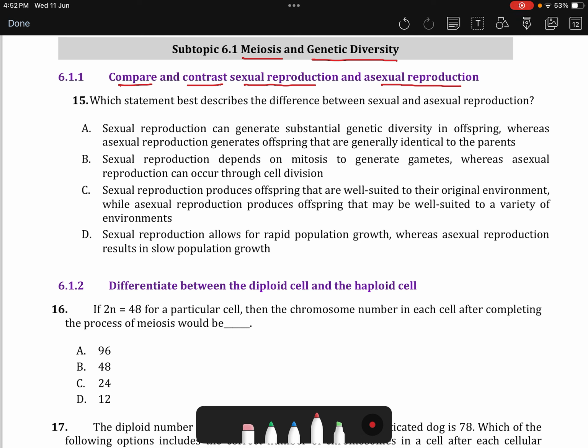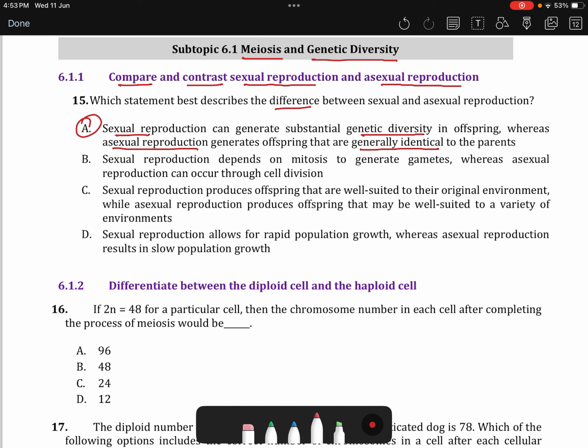Which statement best describes the difference between sexual and asexual reproduction? A, sexual reproduction can generate substantial genetic diversity. Yes, that's what we are talking about, that sexual reproduction leads to genetic diversity, whereas asexual reproduction generates offspring that are genetically identical. And this is what I told you. It means this is correct. Now we will see why the below are wrong.